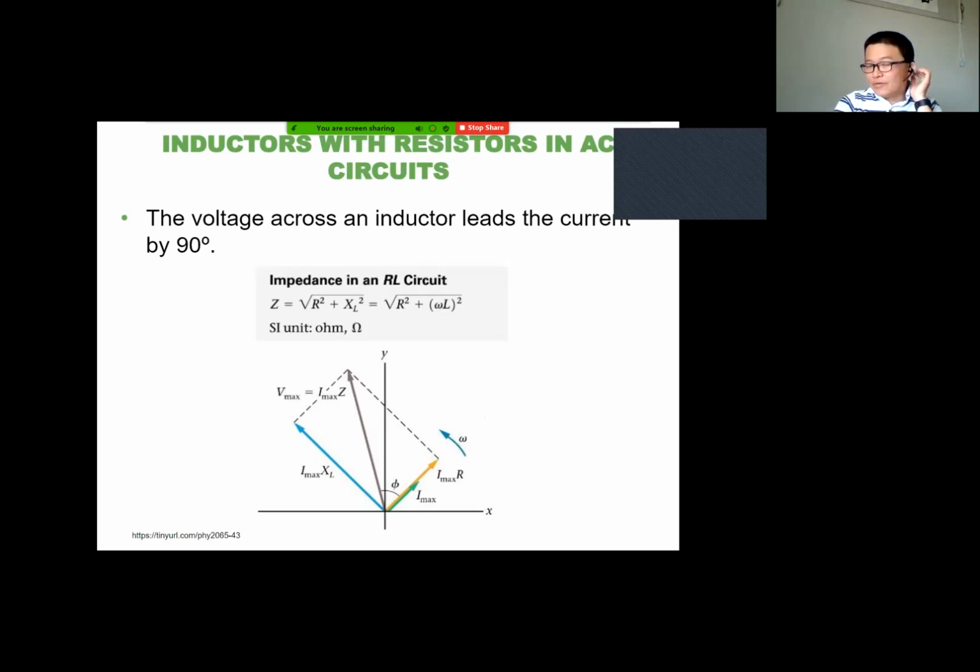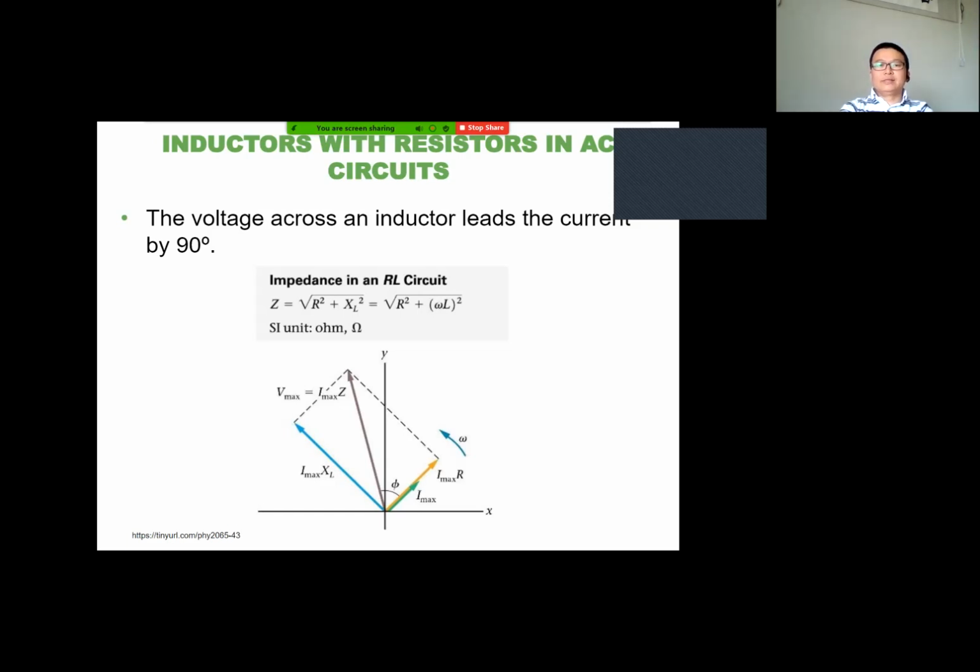All right, on the other hand, if you have an RL circuit, you'll have a similar scenario here. In this case, the voltage on the inductor is leading the current by 90 degrees. So the voltage phasor on the inductor is this blue one, and the voltage phasor on the resistor will be the yellow phasor over here. So the overall again will be this diagonal line here, the one in brown.